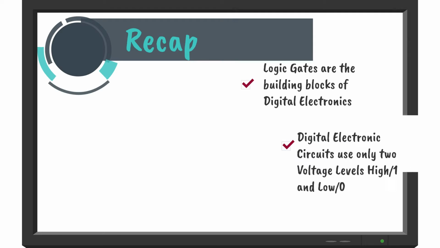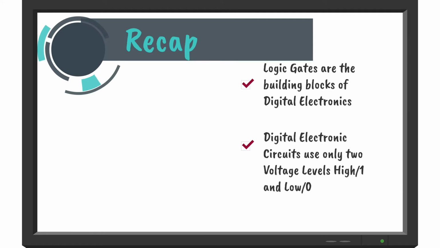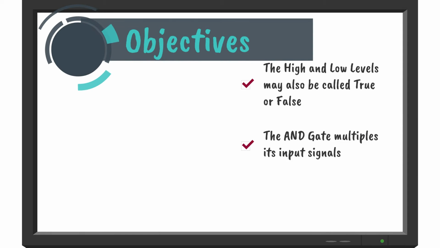So let's do a recap. Logic gates are building blocks of digital circuits, and they perform the basic functions which are fundamental to these digital circuits. Digital electronic circuits operate using high and low signals, ones and zeros only. Only two possibilities: a high or a low, a 1 or a 0, true or false.